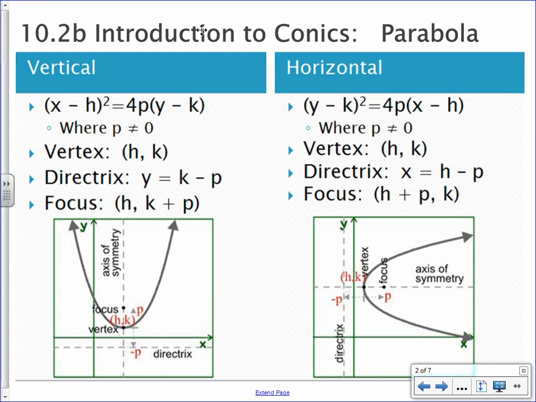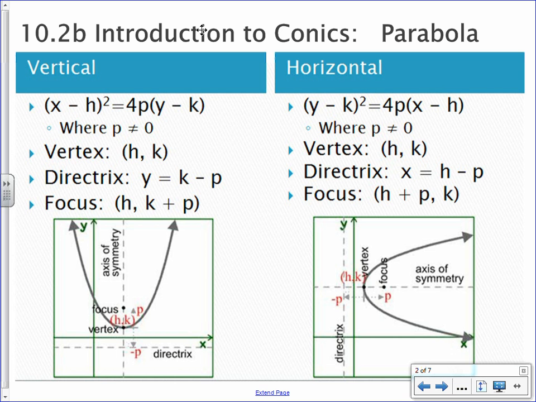Okay, here we go. So this is what we talked about yesterday, right? Here are our two standard forms if we have a vertical parabola versus a horizontal parabola, okay? The vertex is always at (h, k) and our directrix and focus are always p away from our vertex, okay? Today we are going to be working backwards, okay?